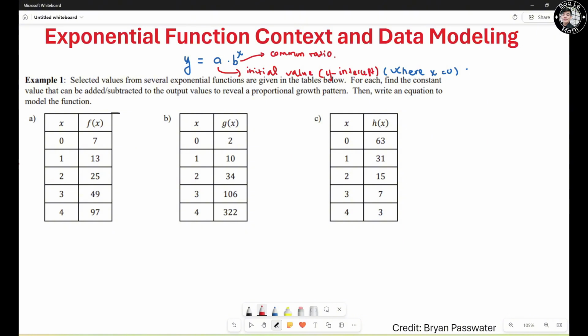Now let's jump into example number 1. We need to model the exponential function given the data sets right here. We observe that there is no relationship between these two outputs, so we need to manipulate them to create a relationship between the outputs. How do we do that? We need to add an additional column.